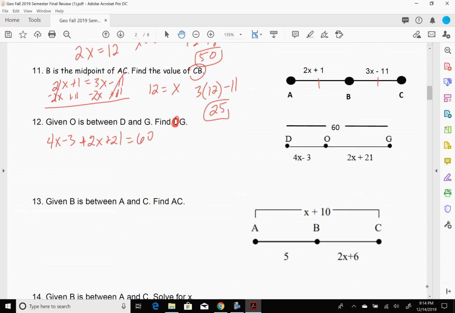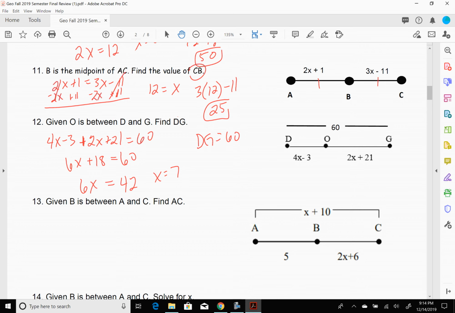So what we will do here is combine like terms. So 4x and 2x, that's 6x. And negative 3 plus 21, that's 18. Okay, so take away 18. And so you get 6x is 42. So x is 7. And then, like I said, I know the question says DG, but we already know that's 60. So DG is 60.